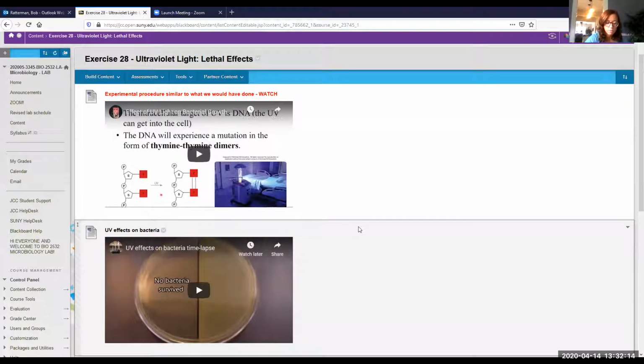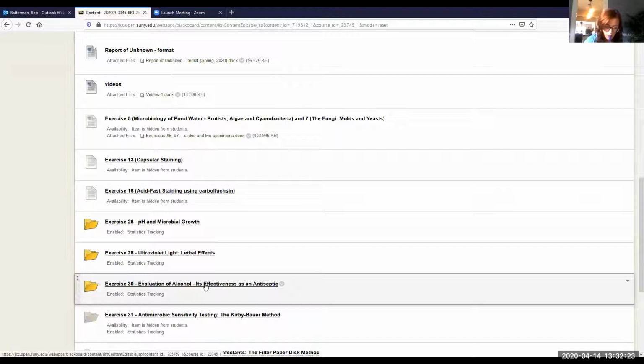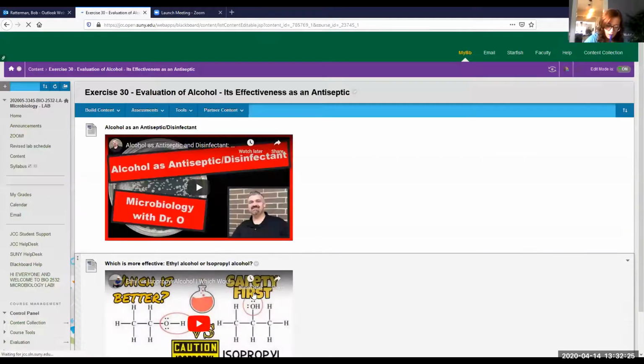So that's exercise 28. And then for 29, likewise, there's a separate folder right here. I would ask you to reference exercise 30 in your lab book, again, a very short exercise, and be familiar with the material presented and have some idea of what we would have done had we done it in lab.